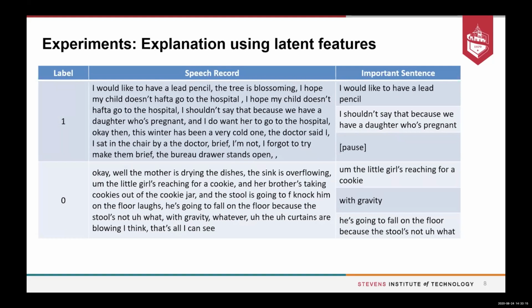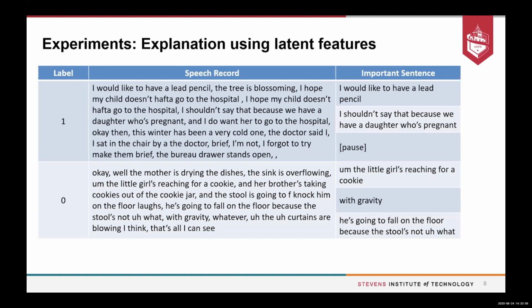The column important sentences refers to the sentences that are captured by the sentence attention and 1D CNN layer, which indicates higher importance of those sentences. In record number 1, we can see the sentences, "I would like to have a lead pencil." "I would say that because we have a daughter who is pregnant." Those are sentences which are not related to the scene in the picture, and along with pauses in the description, are used as the most important sentences for identifying that this speech belongs to an AD patient.